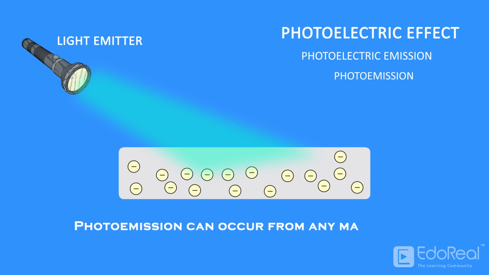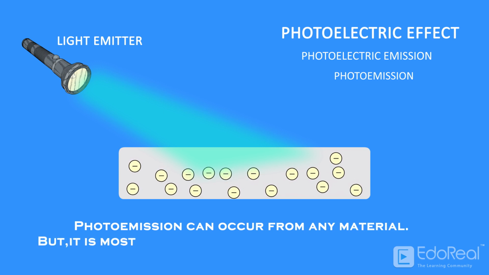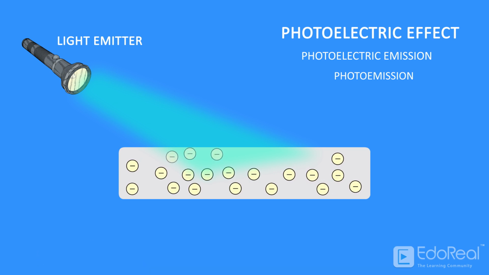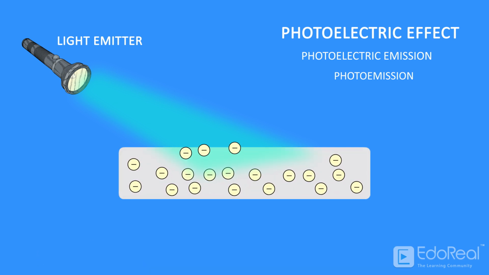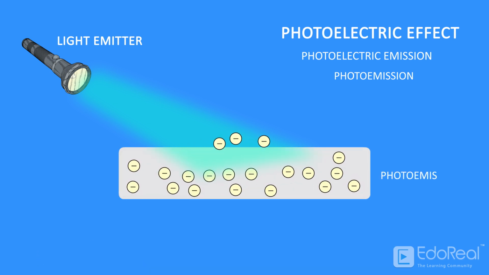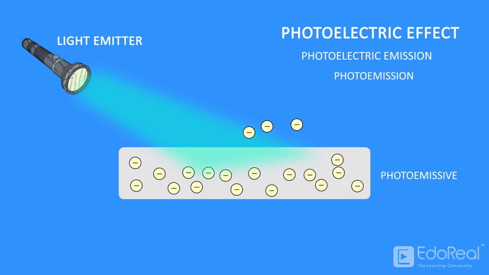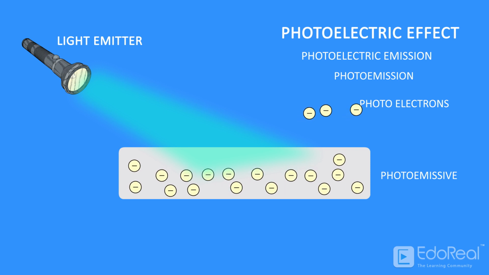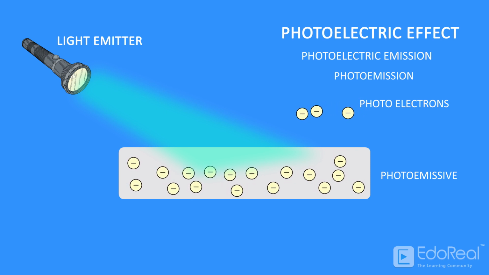Photoemission can occur from any material. But it is most easily observable from metals or other conductors. A material that can exhibit this phenomenon is said to be photoemissive. And the ejected electrons are called photoelectrons. But there is nothing that would distinguish them from other electrons.